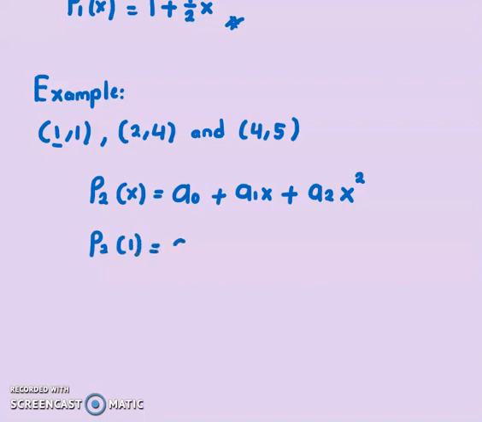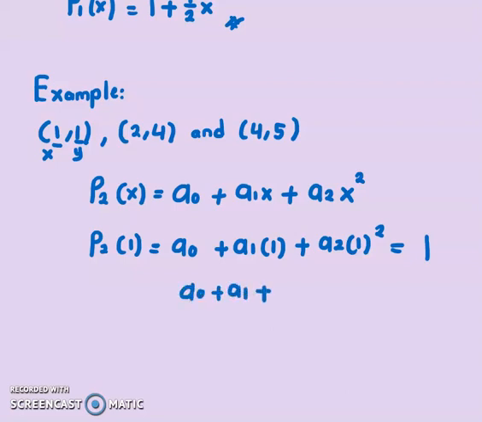p2(1) is a0 plus a1 times 1 plus a2 times 1 squared, and this equals 1. Remember, this is my x, this is my y, or in this case the value of p2. Simplifying, I have a0 plus a1 plus a2 equals 1. This is my first equation.